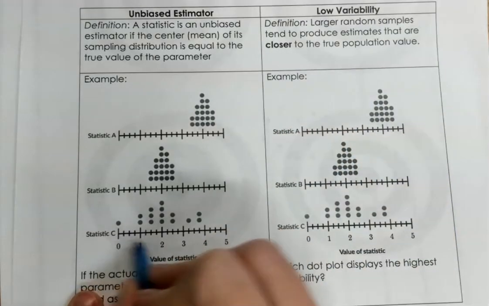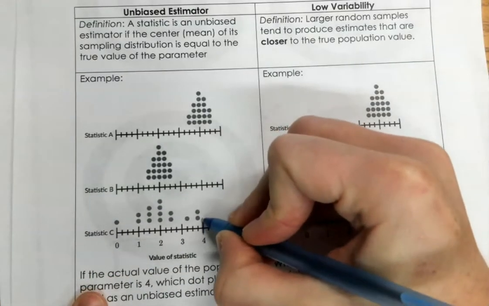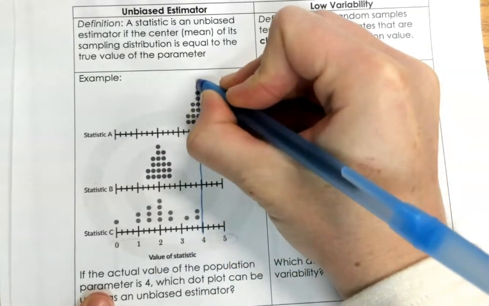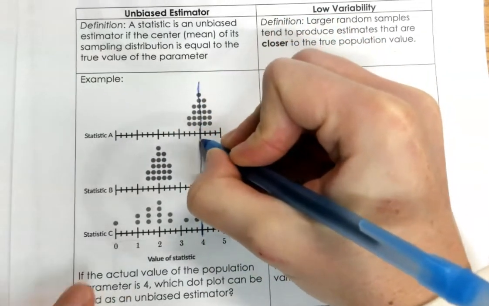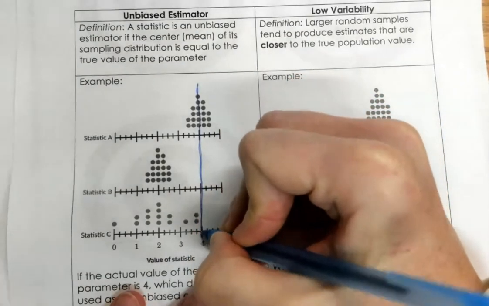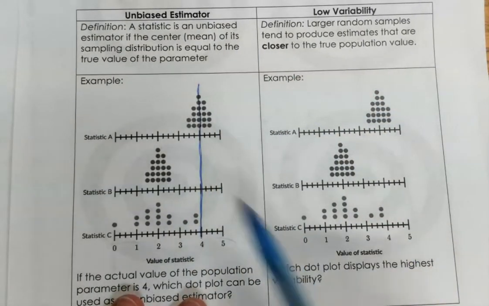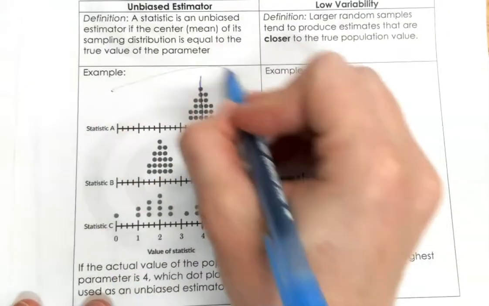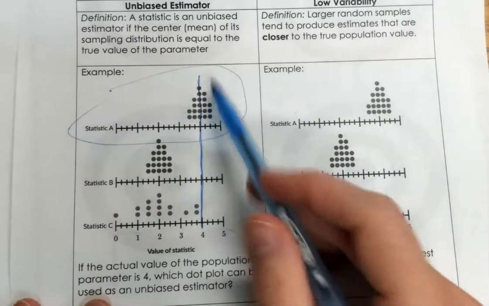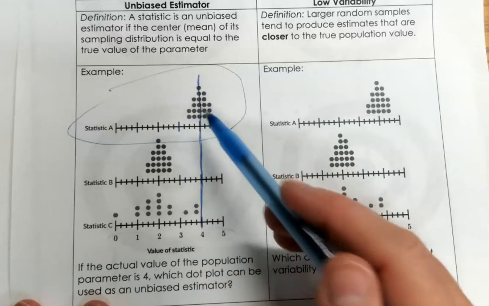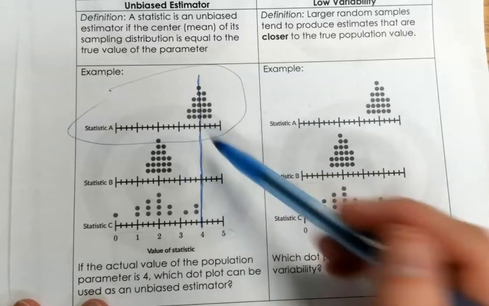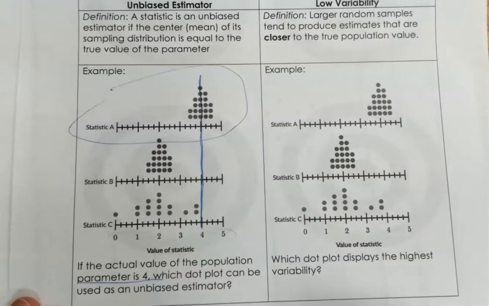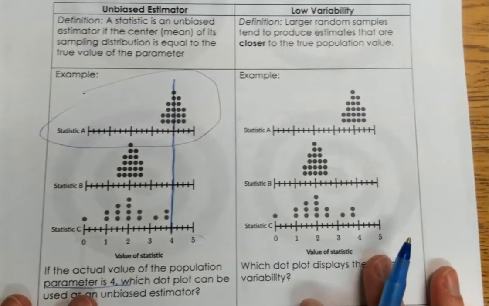So here's the number line at the bottom. If 4 is my true parameter, the true population parameter, which one of these is unbiased? A, B, or C? Okay, you said A, because it shows the true mean, or the true expected value, of the population, because we're saying the true parameter is 4. A is an unbiased estimator.